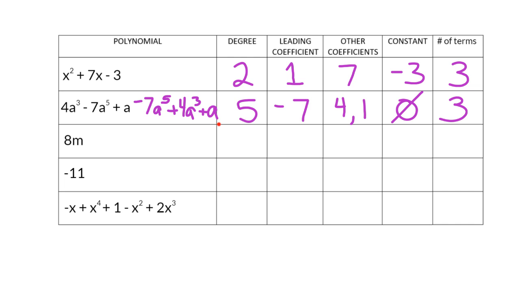Remember, this is a variable, so there's a coefficient here, which, by the way, means there isn't a constant. There is not a constant in this expression, so I use this symbol to represent there is none. And there are 3 terms. All right, try the next one, 8m.